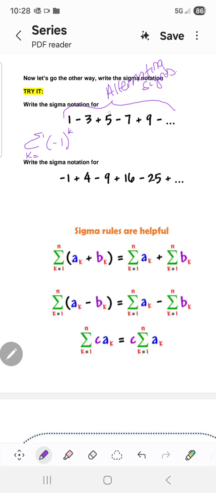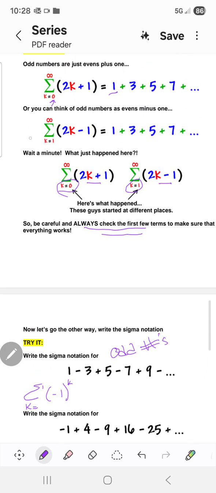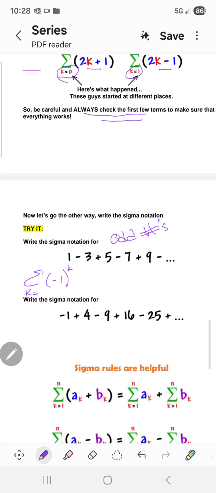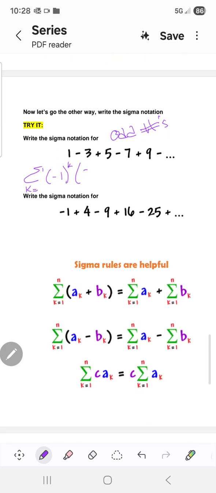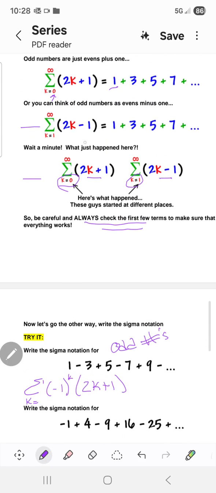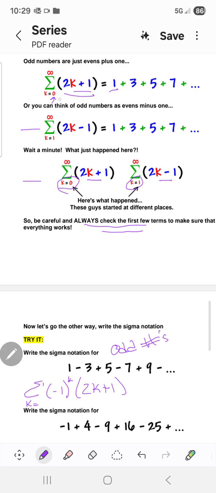Next, let's take a look at what are the actual numbers. I have a 1, I have a 3, I have a 5, I have a 7, I have a 9. Those are all odd numbers. So basically, go up here and pick your favorite. Which one do you like? Do you want to do the 2k plus 1? Well, if you want to do 2k plus 1, remember that was one of the ways to get an odd, we have to start at 0.